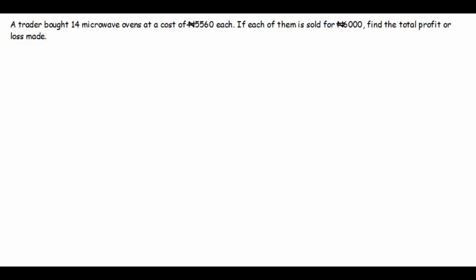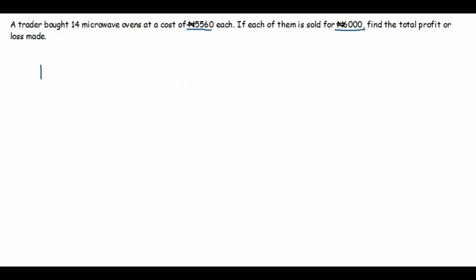A trader bought 14 microwave ovens at a cost of 5,560 naira each. If each of them is sold for 6,000 naira, find the total profit or loss made. Now the cost price of one microwave is 5,560 because of this statement each, meaning there are 14 microwaves and each of them costs this value, and the selling price is 6,000. Now we're asked to find the total profit or loss made, and notice that the selling price is greater than the cost price, meaning there is a profit made.